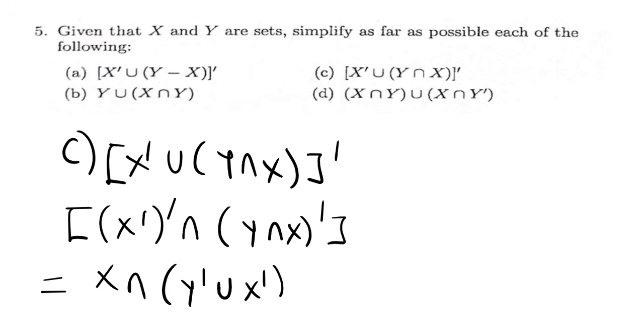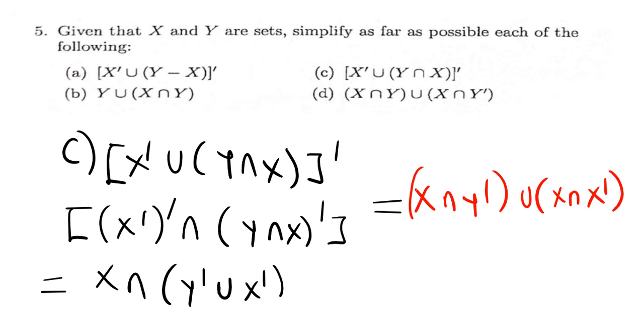Now you know something about what we call the distributive law. The x intersection is going to get with that one. Again, the x intersection is going to also multiply with the x complement there. So in this case, we're now going to have x intersection y complement, I put this in bracket, union x intersection x complement.